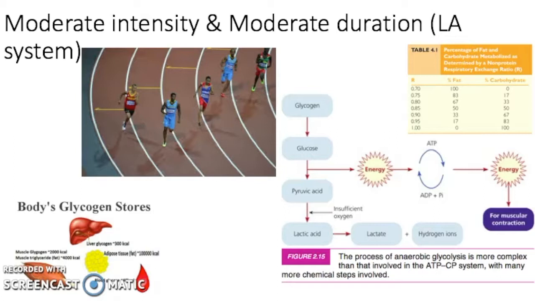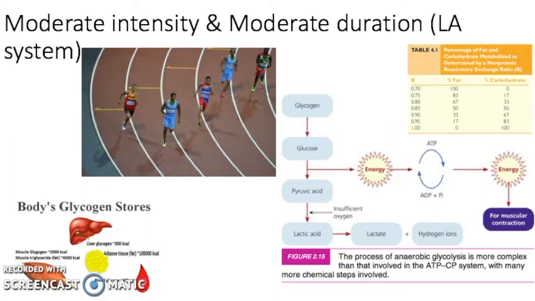The waste products from using the lactic acid system are harmful. The main waste product produced is lactic acid. This is a major disadvantage of using this system, as when lactic acid builds up, it can lead to muscle pain and fatigue.